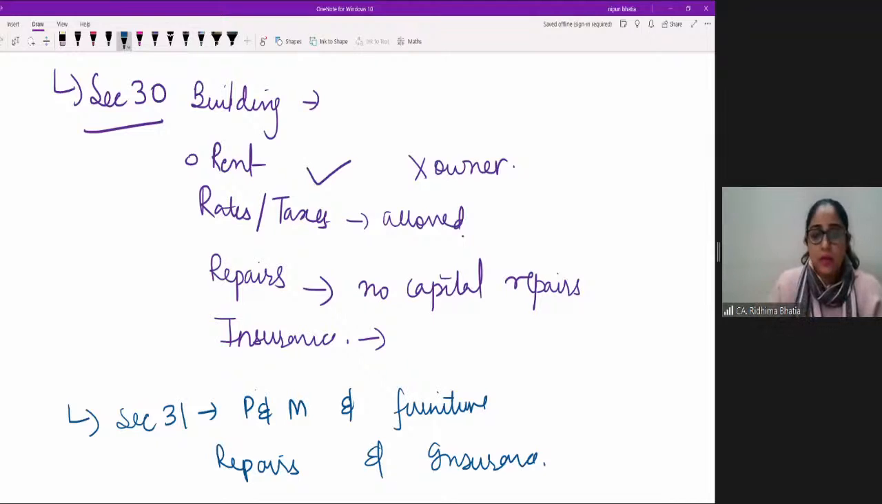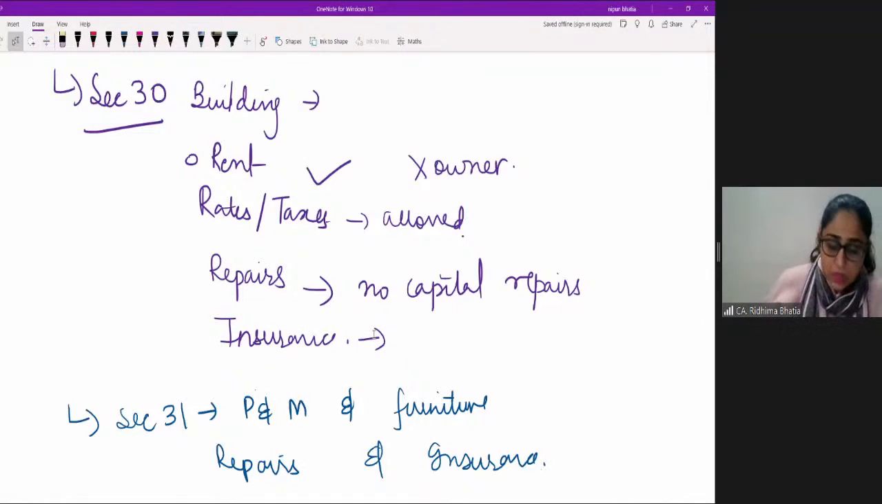Let me elaborate. If I am running a building and in that building I conduct a repair, but in that building I have my residential accommodation also and I have my office work also, so I will get proportionate deduction for that repair. Only which is exclusively used for the purpose of business would be allowed, and if it is not exclusively used, then proportionately would be allowed.